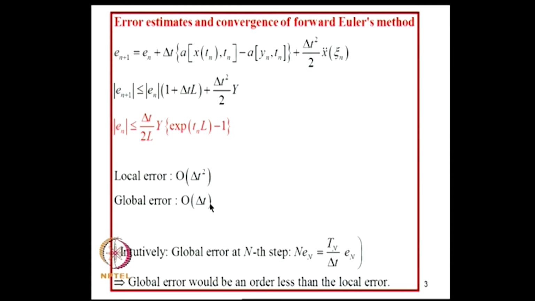Intuitively, the explanation for this can be this: if En is the local error, the global error at the end of nth step will be n into En. So, n can be written as Tn by delta t. So, if En is of order delta t square as it is here, when divided by delta t it becomes order delta t. That means you have to sum up all the errors up to that time instant, and that reduces the order of accuracy. So, global error typically would be an order less than the local error.